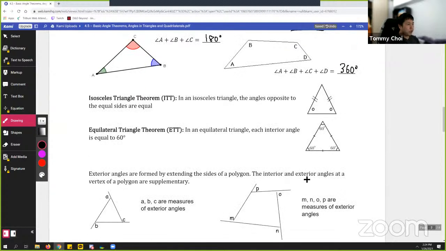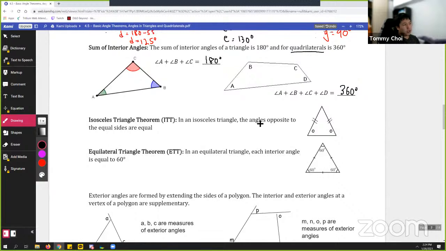The isosceles triangle theorem: in an isosceles triangle, the angles opposite to the equal sides are equal, so it's indicated here. We're saying that if these two are equal sides, this angle and this angle are the same. And for the equilateral triangle theorem, in an equilateral triangle, each interior angle is equal to 60. So all 3 sides are the same, which means all 3 angles are the same. And that's going to be the ETT, the equilateral triangle theorem.